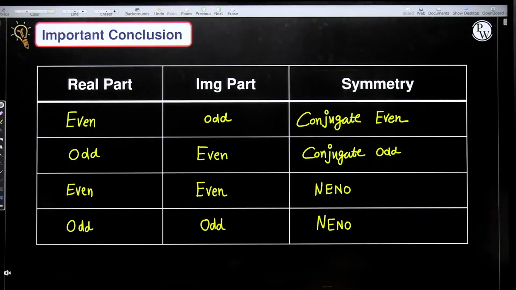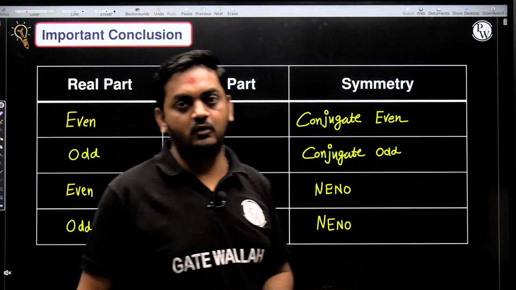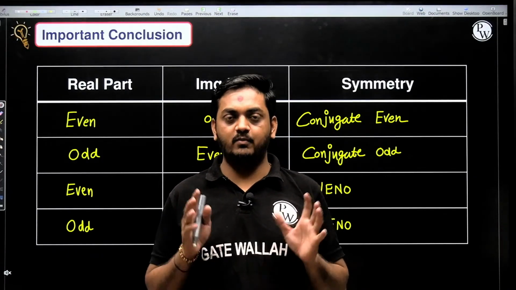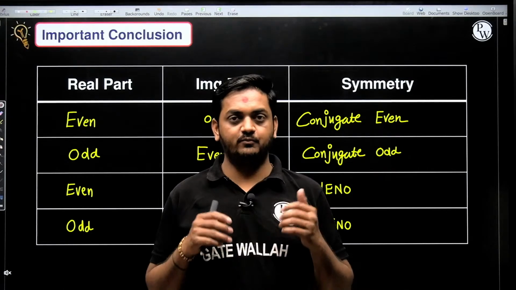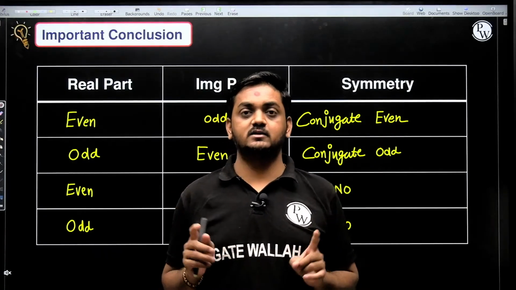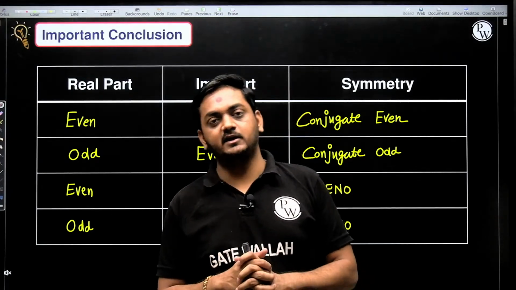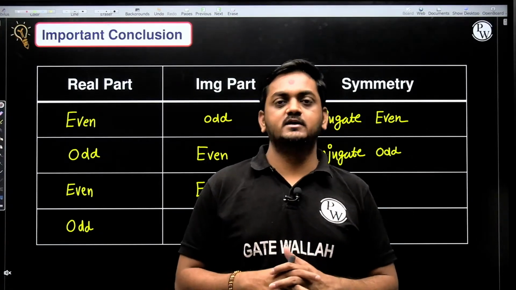So this is a very important observation. This is all about the symmetry conditions for complex valued signals. Already we have seen for pure real and pure imaginary, and this is all for the continuous time signal. In the next class we will see the same concept for the discrete time signal also.